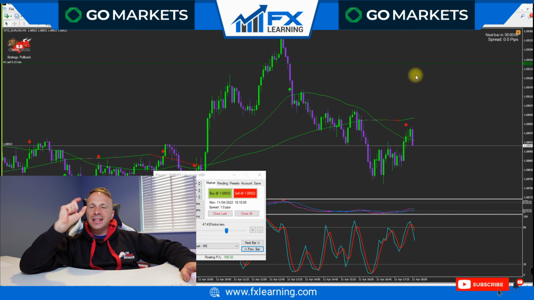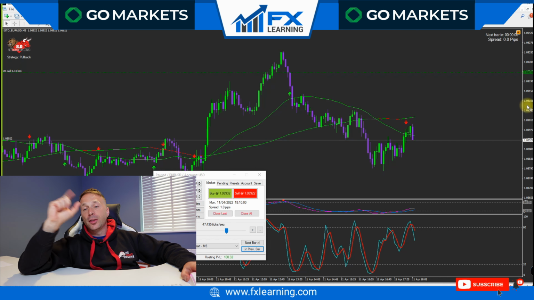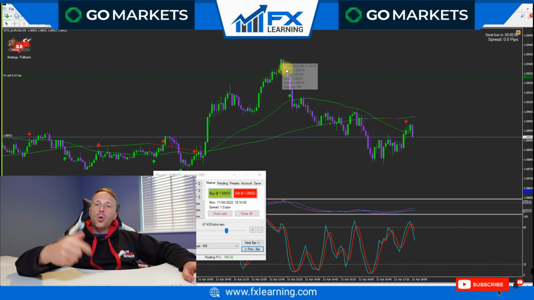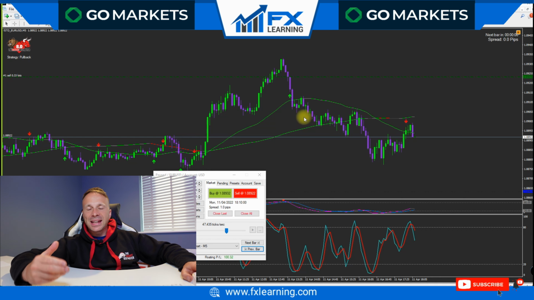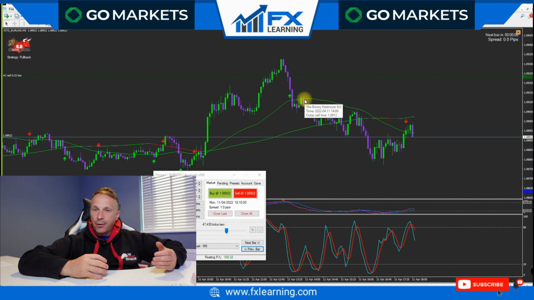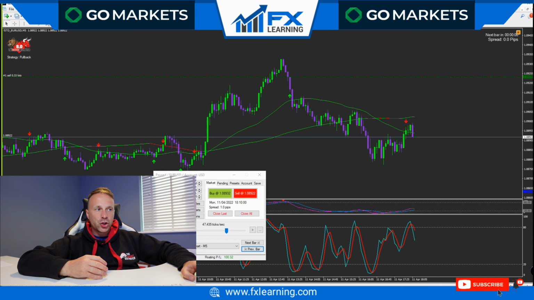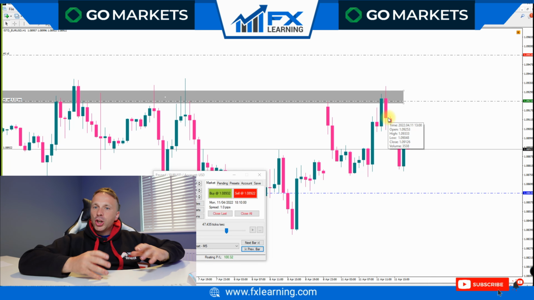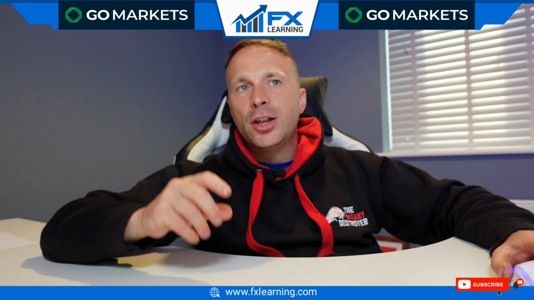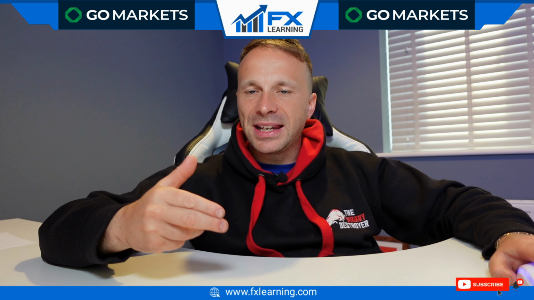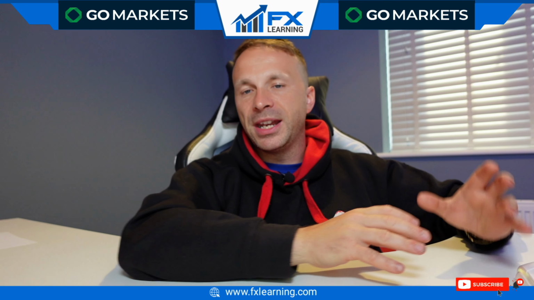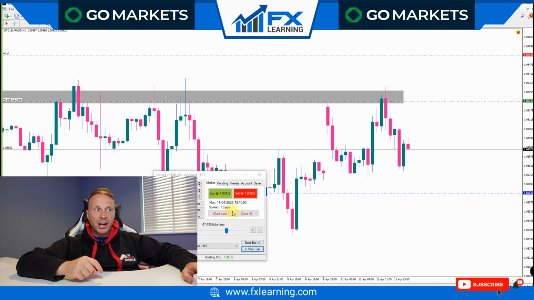Now, can you see the difference between the pullback and the Mogwai? The Mogwai I entered right at the top here. What I'm now doing with the pullback is I've waited for a change of character. I've waited for a change of trend. If we go to the 1 hour charts, you can see that price has now gone into a downtrend. So it's confirmed to me that this resistance has been respected, and we've got a change of character on the 1 hour and 5 minutes, and we're going into a downtrend.